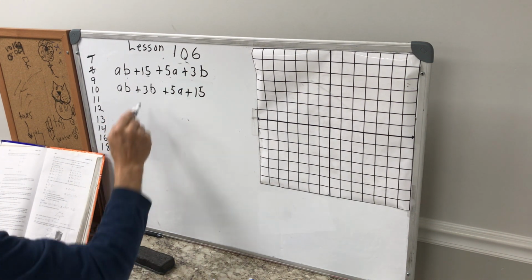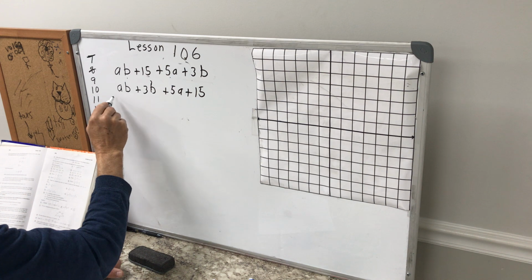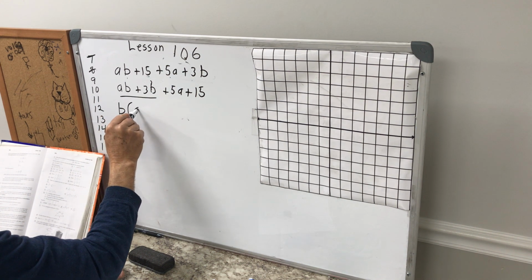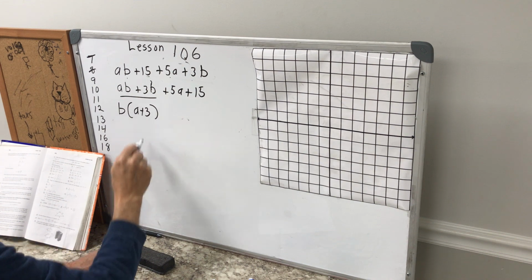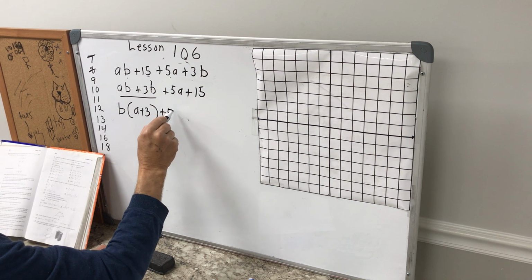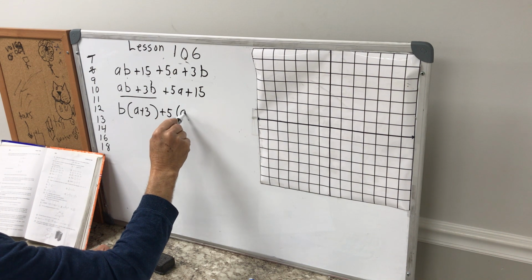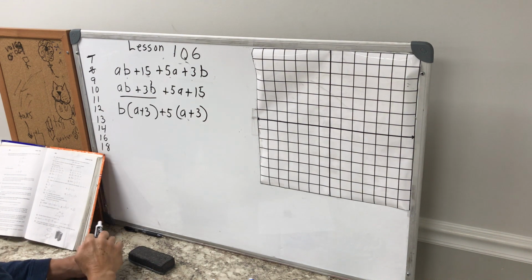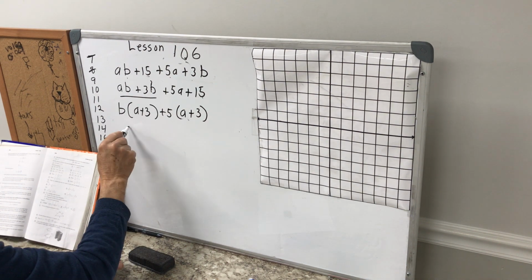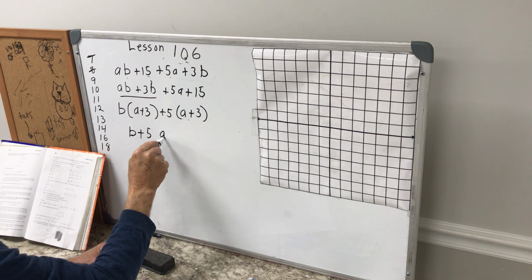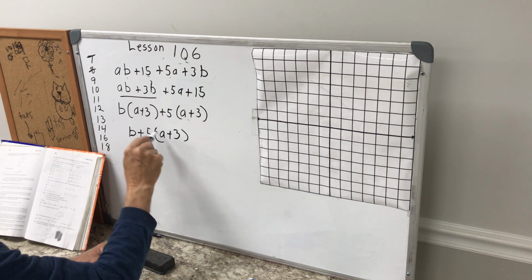This is right. Okay, what I'm going to factor out of this one, of course, is going to be a b now, and I'm ending up with a plus 3. Over here, I'm going to factor out a 5, and I should end up with a plus 3. Is that right? I factored the 5 out of both of these. Does that work? Yes, it does. B plus 5 and a plus 3.